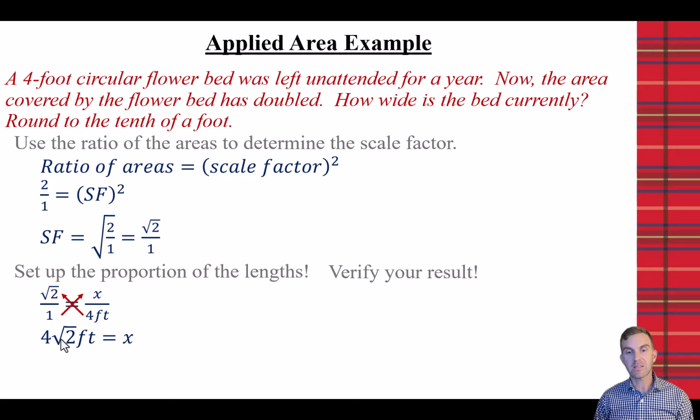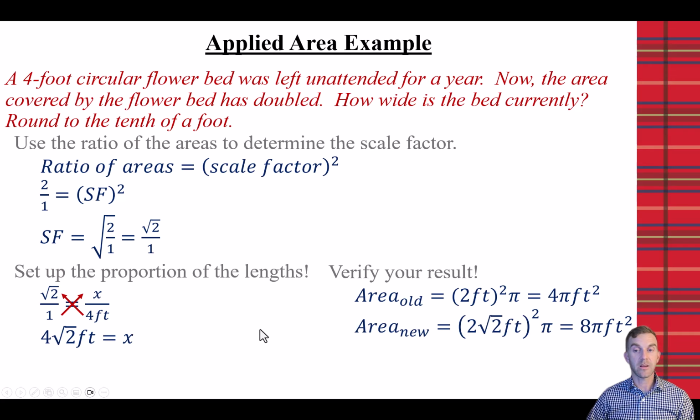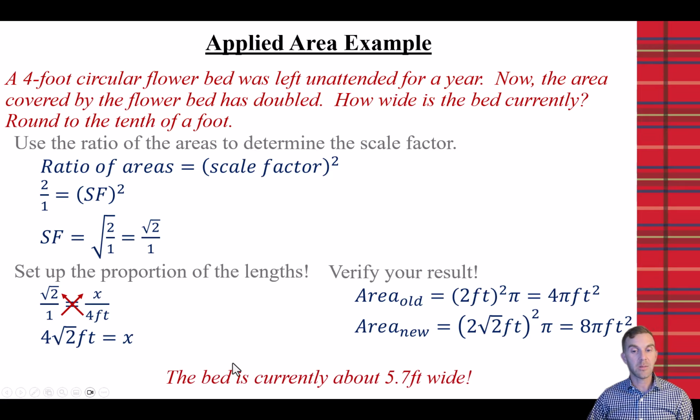But let's first double check these lengths. So we know that, as we said, this is a circle. If we want to know the area of each of these flower beds before and after, well, we know it'd be pi r squared. Since this is a 4-foot diameter bed, I would use a radius of 2, and 2 squared would be 4 pi square feet. The new one would be half of this value, because this is the diameter, so that would be 2 square root of 2 squared, and that becomes 8 pi square feet. So it is double the area of the original bed. And if I want to change my value that I found for that new diameter, I just put it in my calculator and get about 5.7 feet wide.